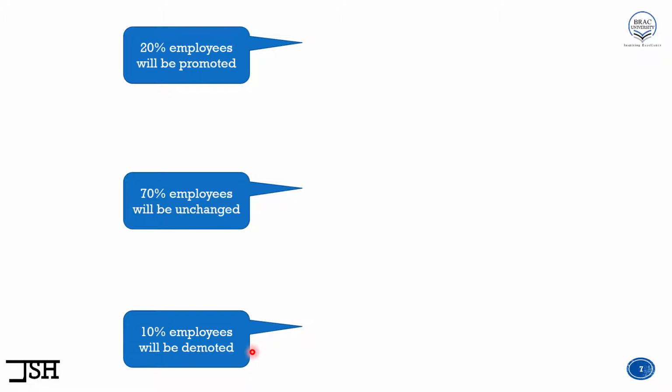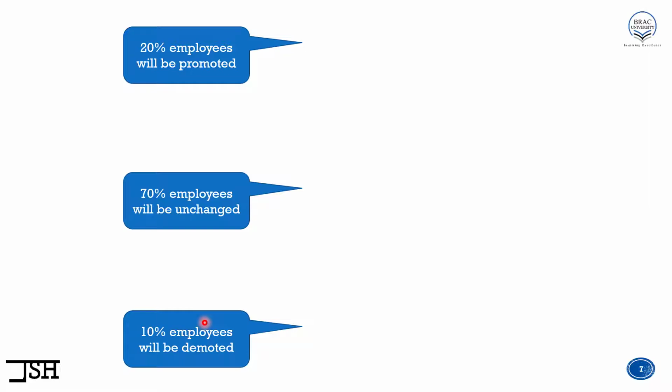So what have you done here? In these three boxes, at the very beginning of the year, you have mentally, inside your head, decided that at the end of the year, you are going to give promotion to 20% of employees, you are going to do nothing to 70% of employees, and then you are going to fire 10% of employees.